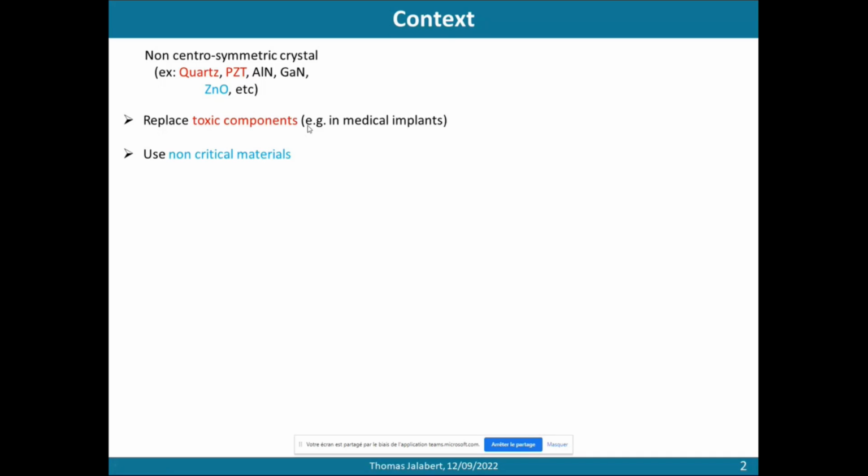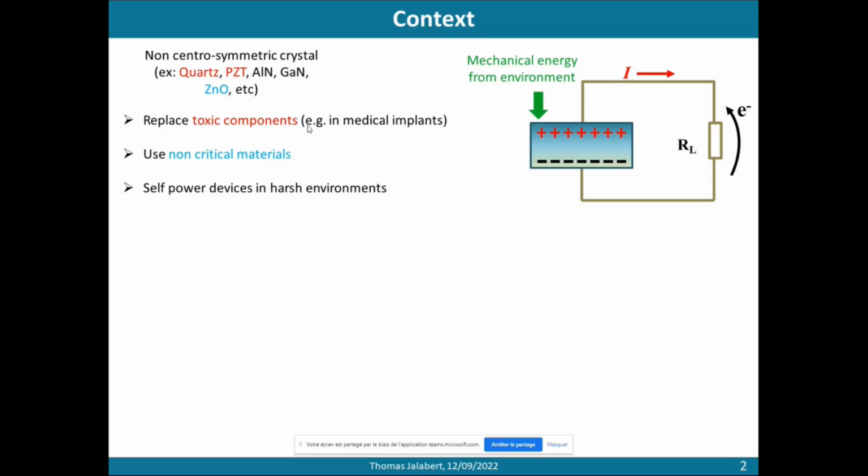We also want to use non-critical materials, because many metals may become critical materials in the near future. I'm especially thinking about batteries, because we need many critical materials in batteries. Using the direct piezoelectric effect, it is possible to use the mechanical energy from the environment in order to create an electrical current. So it's possible to get rid of the batteries by powering the devices directly from the environment. It's also interesting in harsh environments, where it's difficult to maintain or replace the batteries.